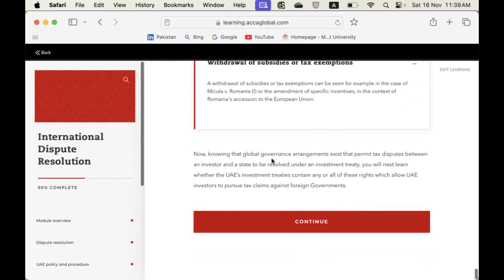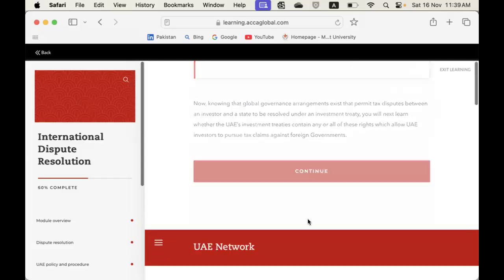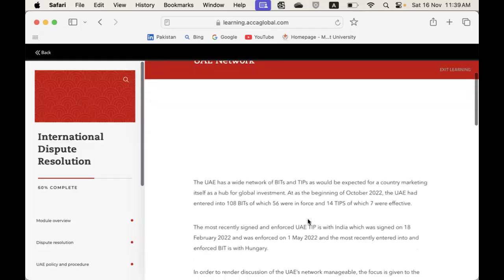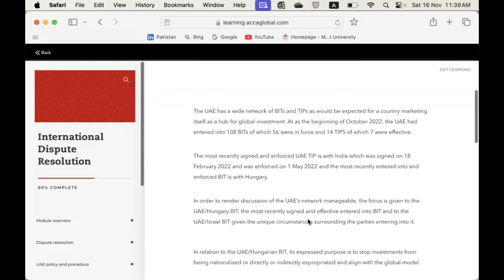Now, knowing that global governance arrangements exist that permit tax disputes between an investor and a state to be resolved under an investment treaty, you will next learn whether the UAE's investment treaties contain any or all of these rights, which allow UAE investors to pursue tax claims against foreign governments. So let us have a look at UAE investors' rights. Now, I think that's what is coming up. UAE network, let's look at it.